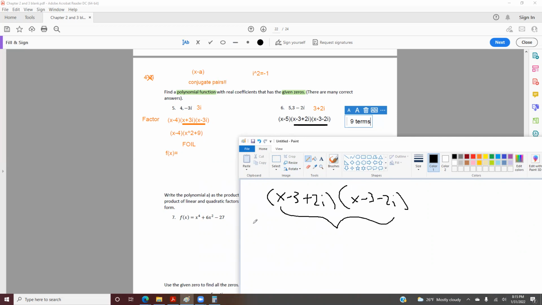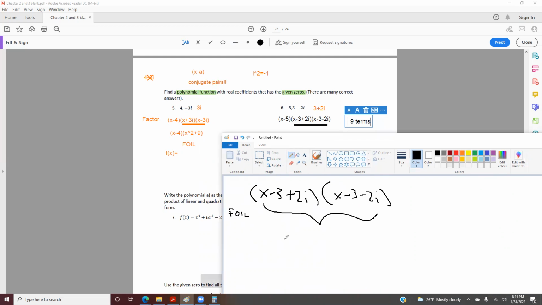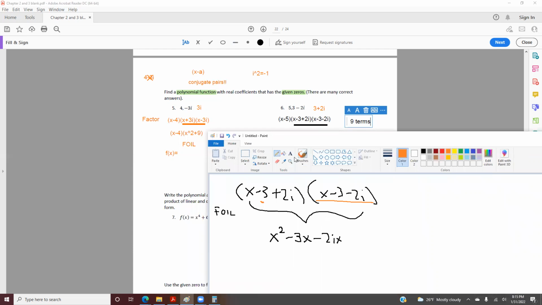You get x squared when you FOIL this. So you take x and multiply everything back here. So it will be minus 3x minus 2ix or 2xi, doesn't matter. And then you take the negative 3 and you multiply it to all those factors. What do you get?